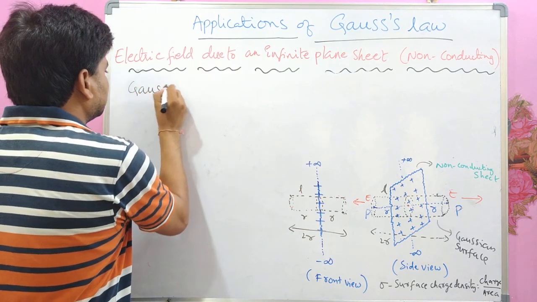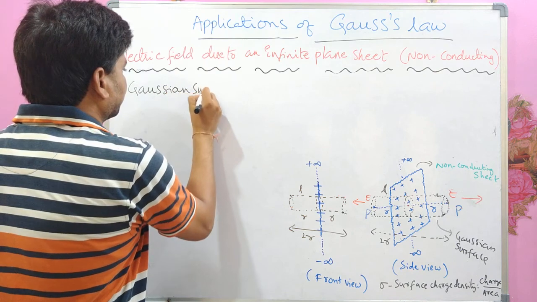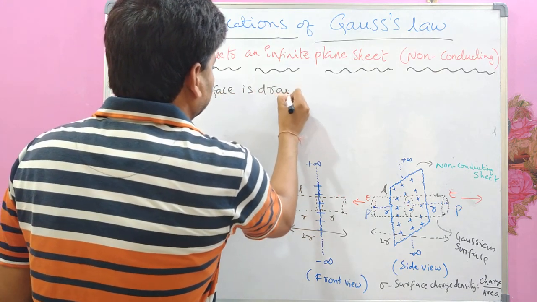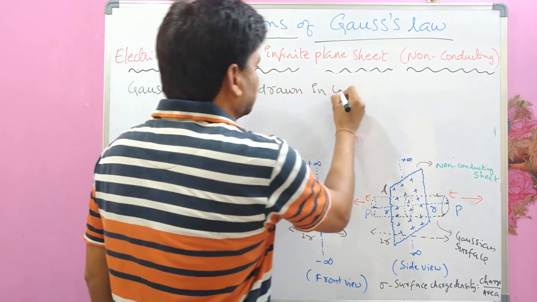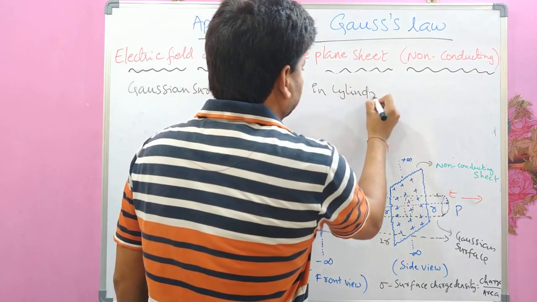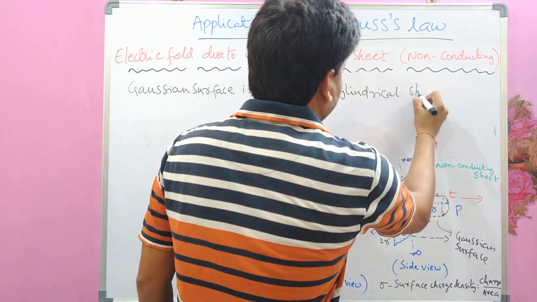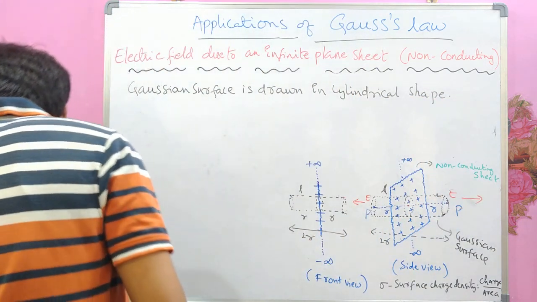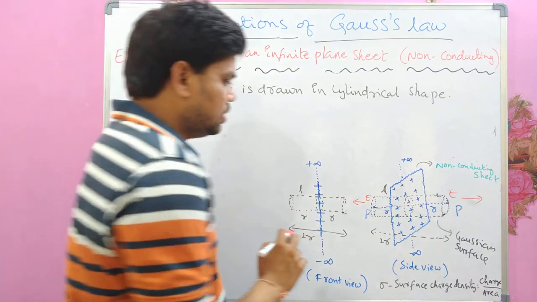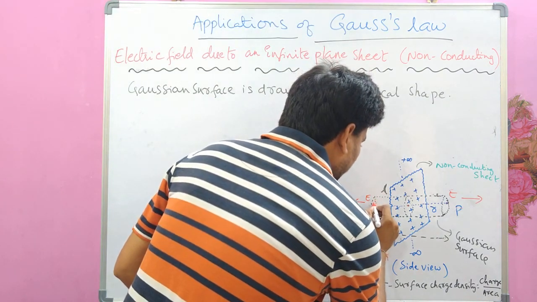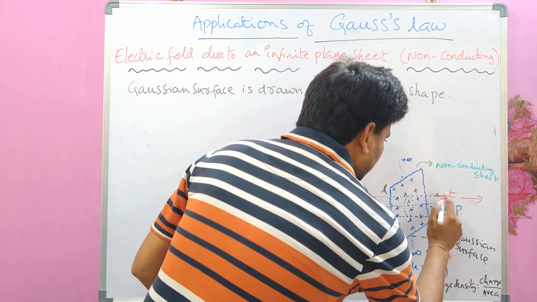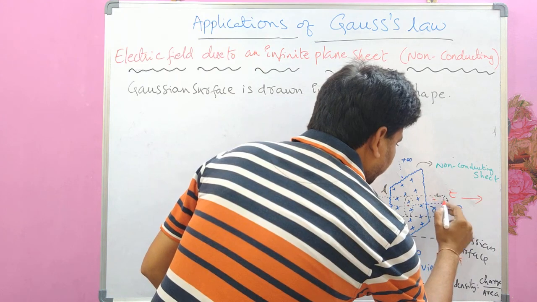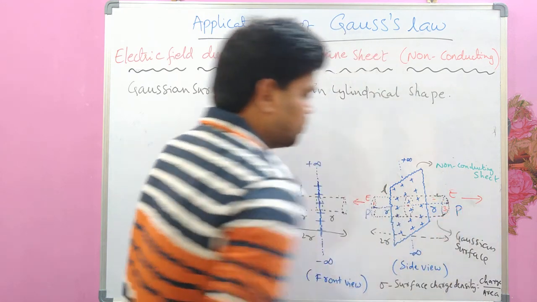A Gaussian surface is drawn in cylindrical shape, which has 3 surfaces: 2 flat surfaces, this one as 1, this curved surface as 2, and this flat surface as 3. 1, 2, 3.